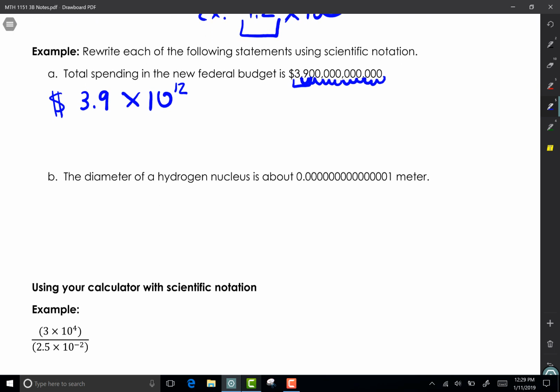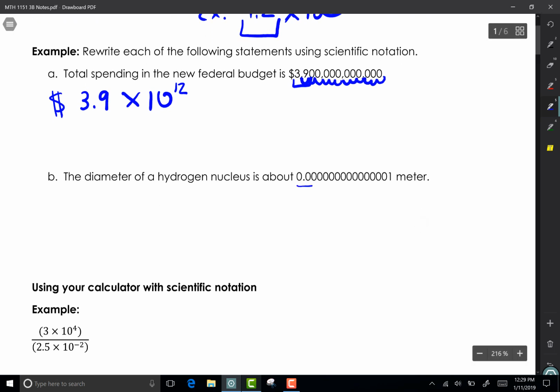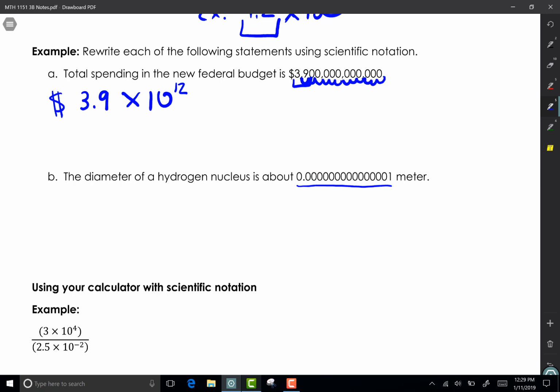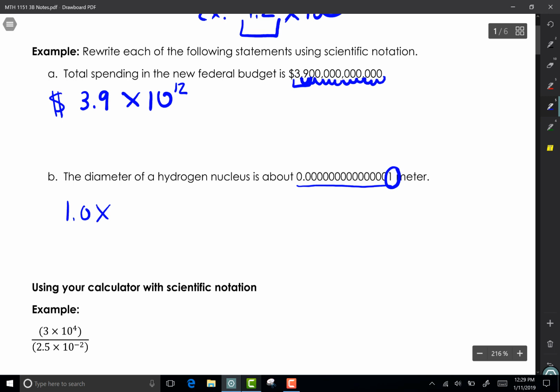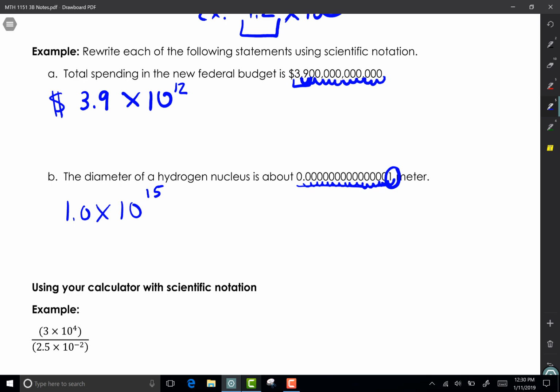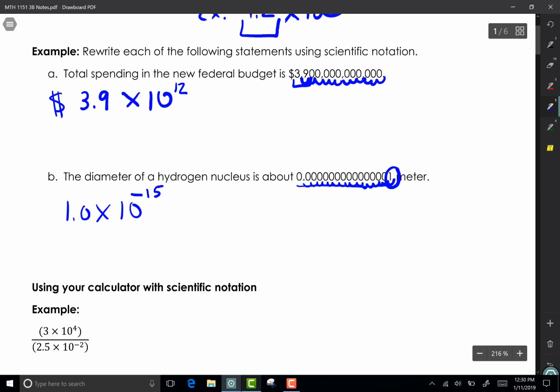Part B says the diameter of a hydrogen nucleus is, and then it gives us this really, really small number. I want to write my first number between 1 and 10, so I'm going to write it as 1.0 times, and then I've got to figure out what my exponent is going to be for my power of 10, and that just tells me how many decimal places I move. If I count all my zeros and move my decimal place over 1, 2, 3, 4, 5, 6, 7, 8, 9, 10, 11, 12, 13, 14, 15, that's 15. However, since this is a really small number, and when I multiply this out I want to move my decimal place to the left, I want to make sure that it's a negative 15 to indicate that it's a really small number. And this is, of course, in meters.